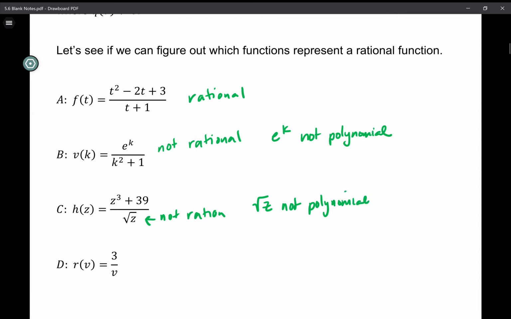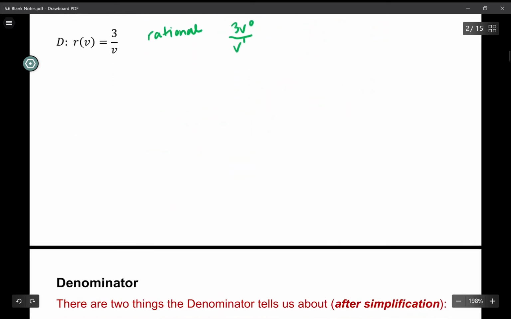And what about D? D is rational. 3 is a polynomial. It's kind of a boring polynomial, but it's a polynomial. And v is also a polynomial. So this is rational, right? 3 is like 3 times v to the 0 and v is v to the 1. So both are polynomials. All right, now we have a feeling for what rational functions are.